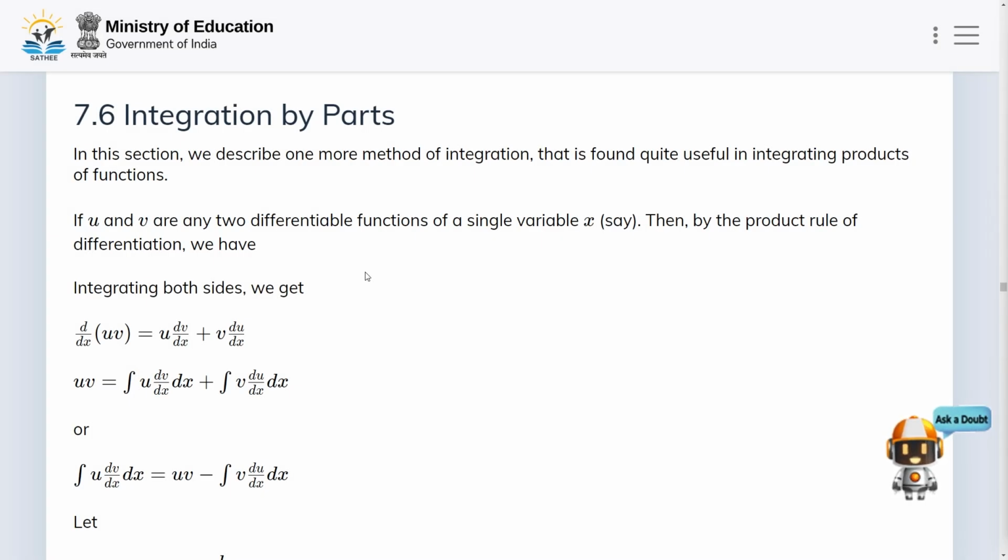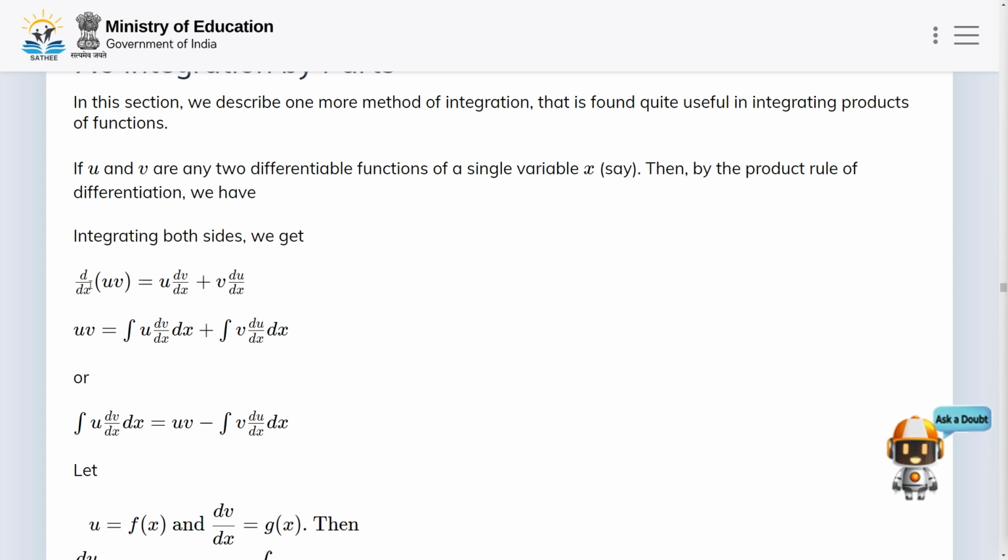In today's session, we will be seeing integration by parts. Integration by parts means what? If you have u and v, any two differentiable functions of a single variable x, then by the product rule, the differentiation will be: d over dx of u times v is equal to u times the derivative of v with respect to x plus v multiplied by the derivative of u with respect to x. You will get this by the product rule.